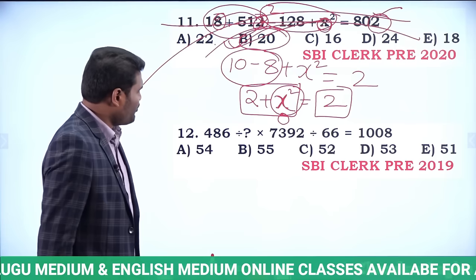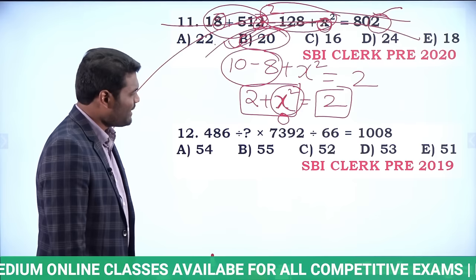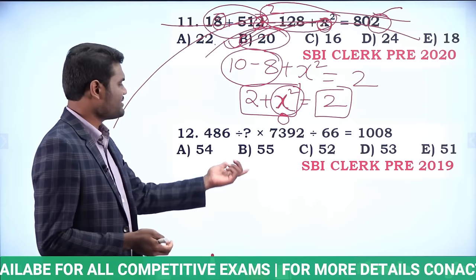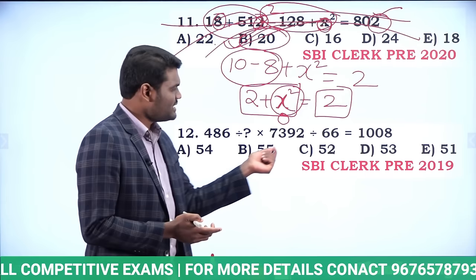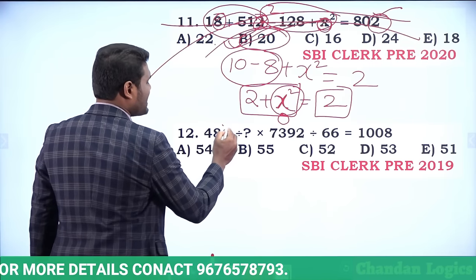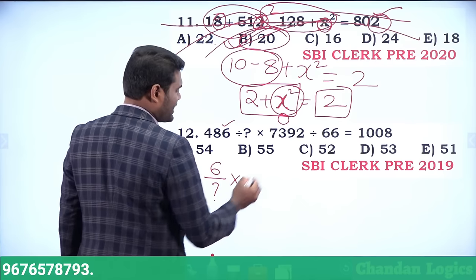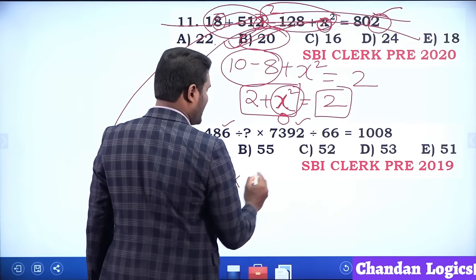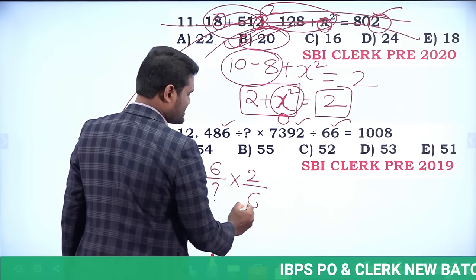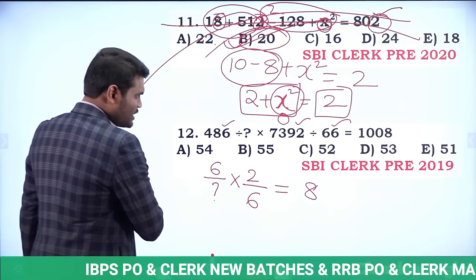Next question. 486 divided by question mark into 7392 divided by 66 equal to 1008. So we are supposed to find the value of question mark. Even here, you can verify the last digit. In 486, last digit is 6. 6 by question mark into 7392, last digit is 2, 2 by 66, last digit is nothing but 6, is equal to 1008, last digit is nothing but 8.